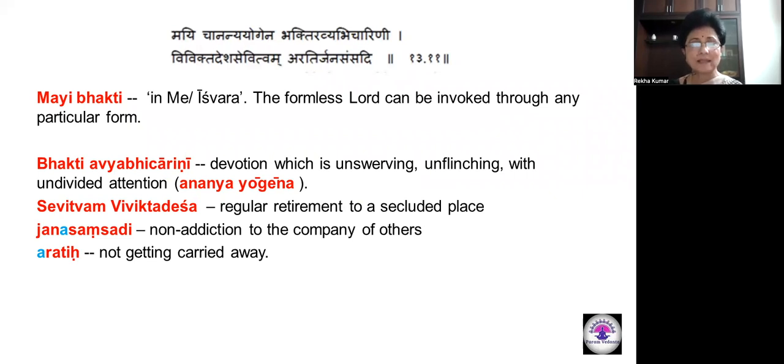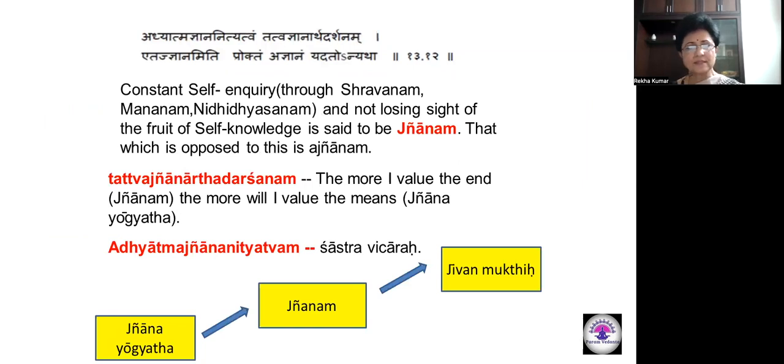And the Lord says, Mayi bhakti, you can invoke the Lord in me. How should this bhakti be? Avyabhicharini bhakti, that is devotion which is unswerving and unflinching and undivided, ananya yogena. The other things I need to do: sevitvam vivikta desha, that is regularly retire to a secluded place, which is good for introspection, as well as jana samsadi aratihi, non-addiction to the company of other people. Not getting carried away by people, but satsanga and association with Sat Puruṣa is okay, is what the scriptures say.